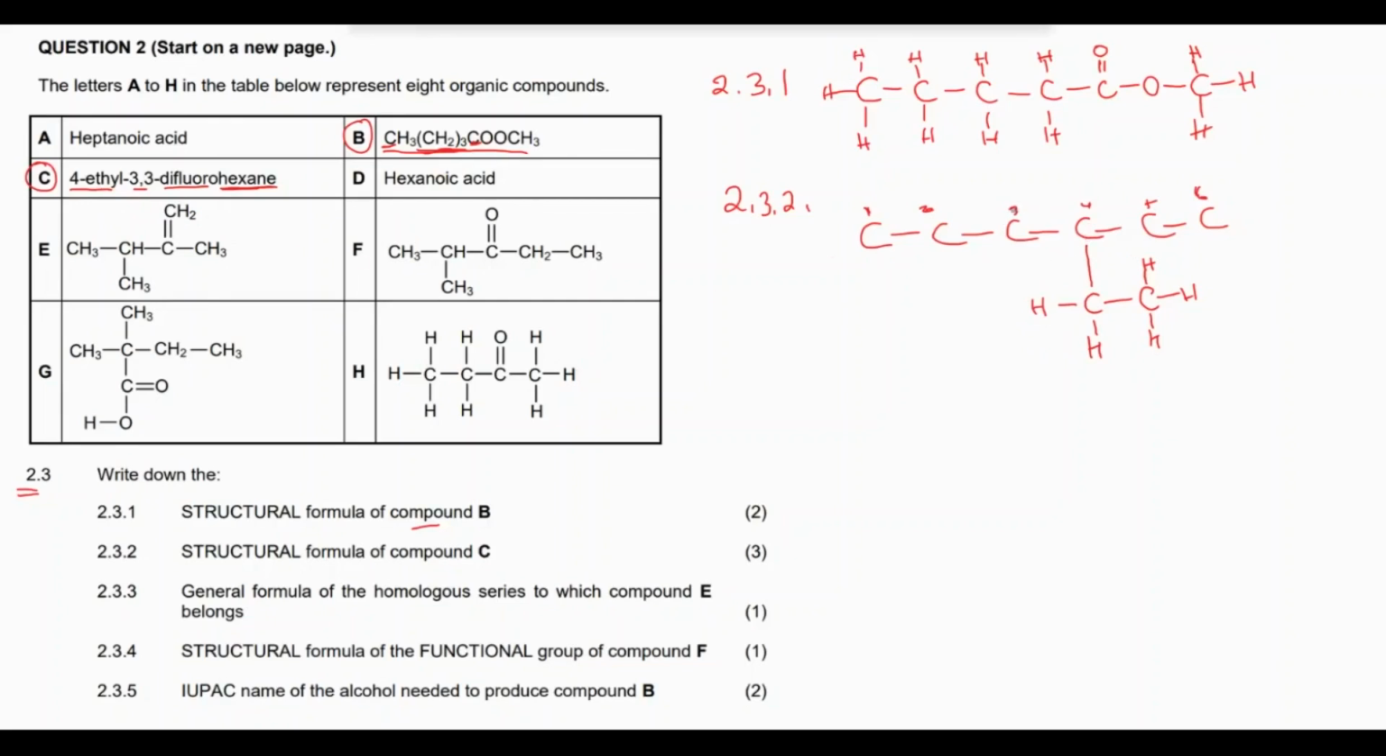Difluoro, carbon 3. So we have fluoride there, and fluoride there. Fluoride, fluoride. Done. And then the rest, we just put the hydrogens. So it's going to be like this. Make sure there are 4 bonds around the carbon. It's going to be like that. In 2.3.3.